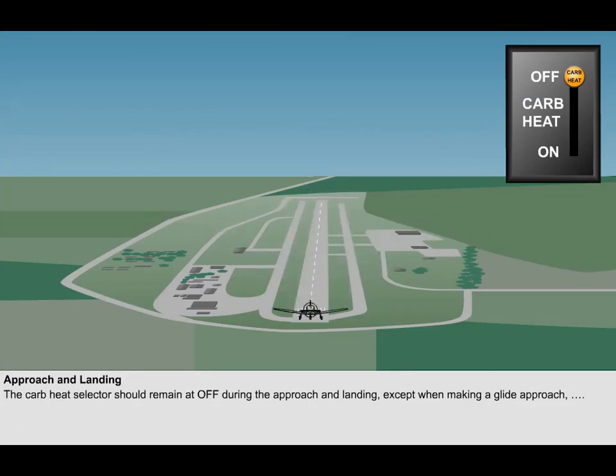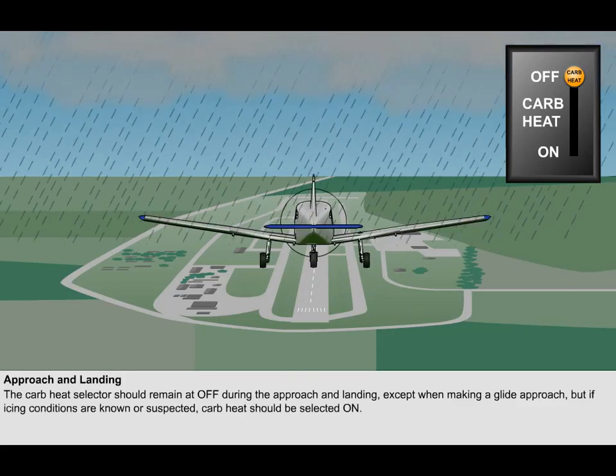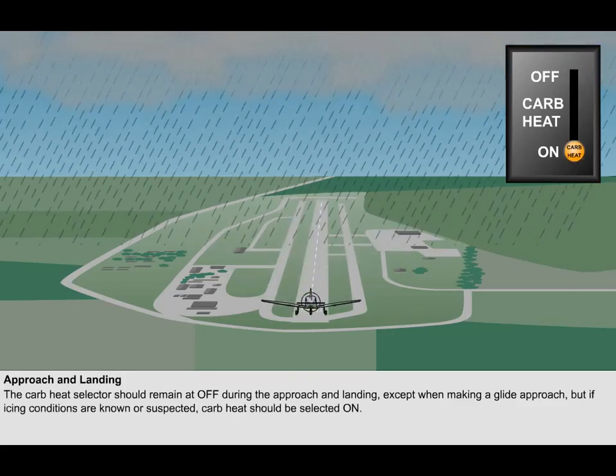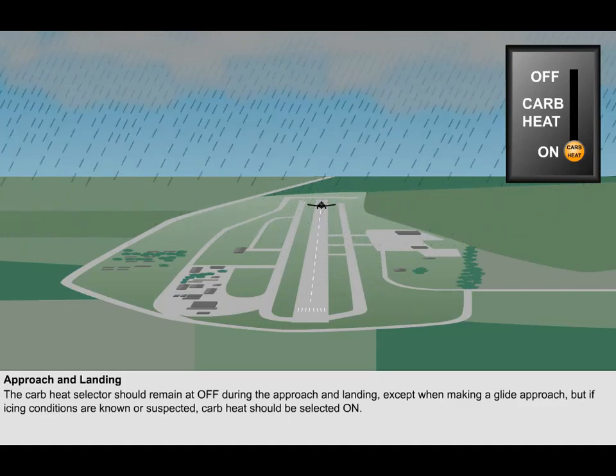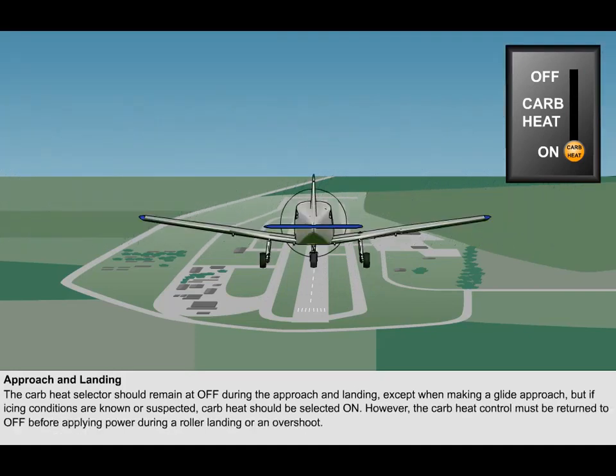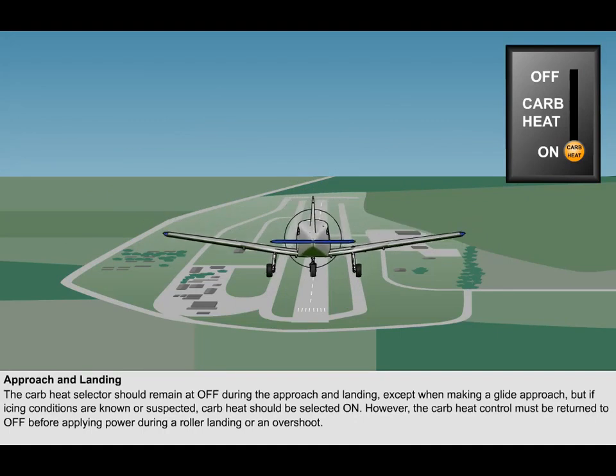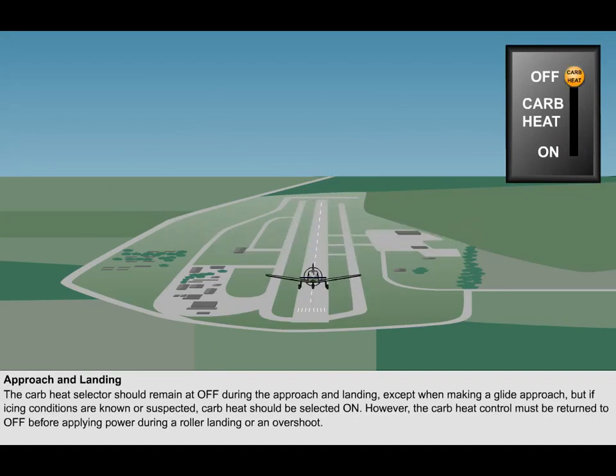The carburetor heat selector should remain at off during the approach and landing, except for when making a glide approach. But if icing conditions are known or suspected, carburetor heat should be selected on. However, the carburetor heat control must be returned to off or cold before applying power during a roller landing or when carrying out an overshoot.